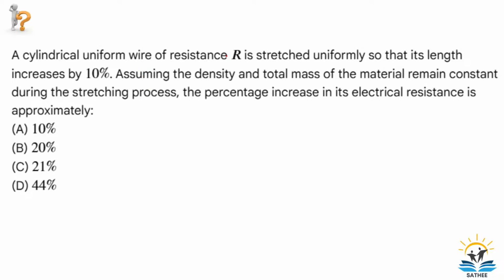A cylindrical uniform wire of resistance R is stretched uniformly so that its length increases by 10%, assuming the density and total mass of the material remain constant. So total mass of the material remains constant and also density is constant. If density is constant, that means volume is also constant, because volume is mass upon density. If both are constant, that means volume is also constant during the stretching process.